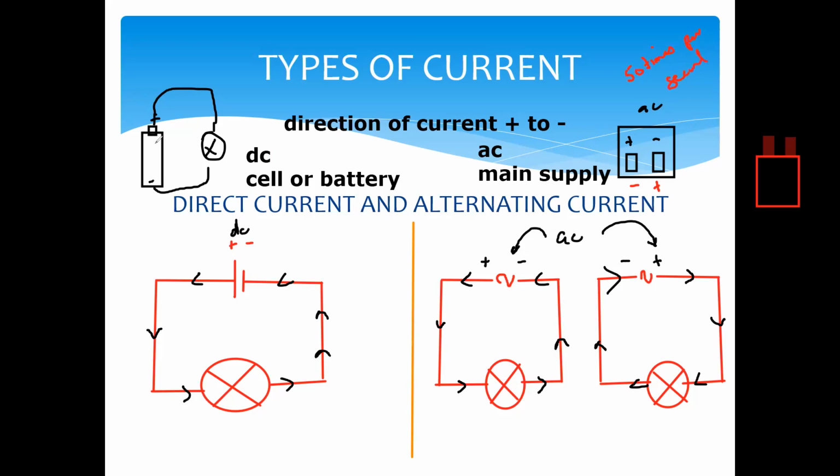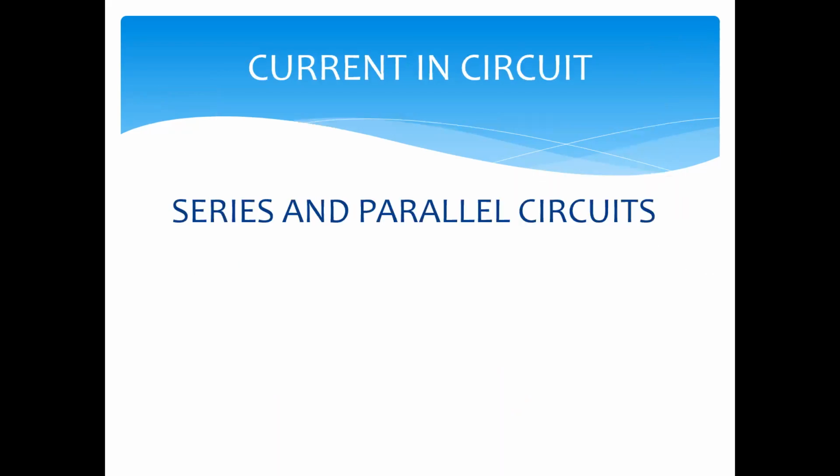But when we use a battery or a cell, it does not change the terminal, so the direction of the flow does not change, and we call that a DC supply. So the main supply, the electricity which we are using in our home, is an AC supply. But the electricity, the charges which we are using from a battery or a cell, are actually DC or direct current.